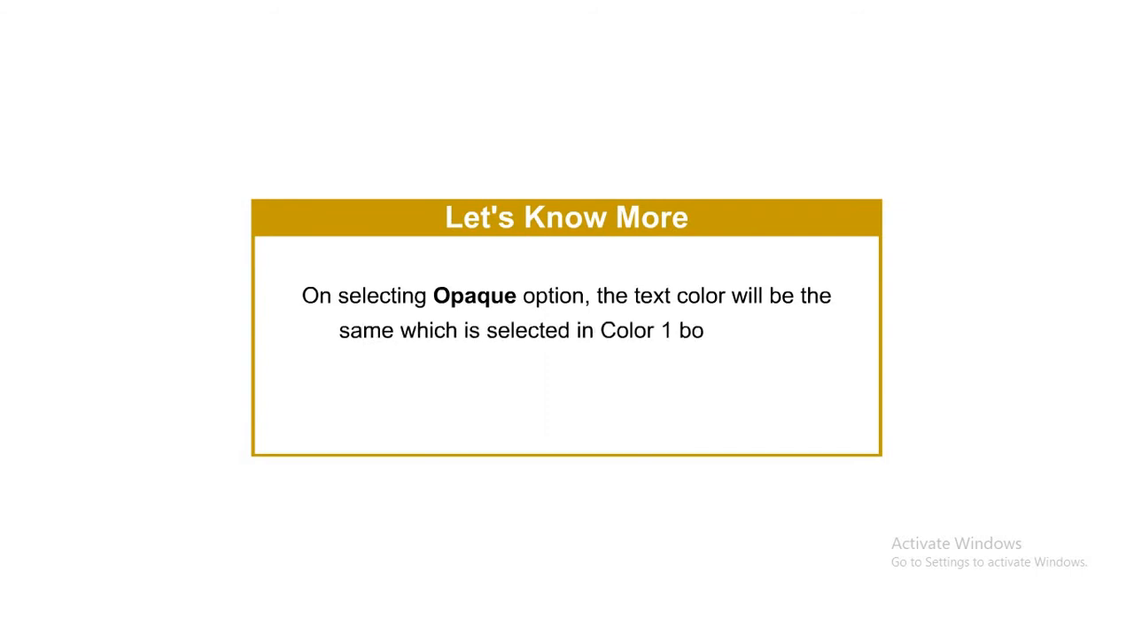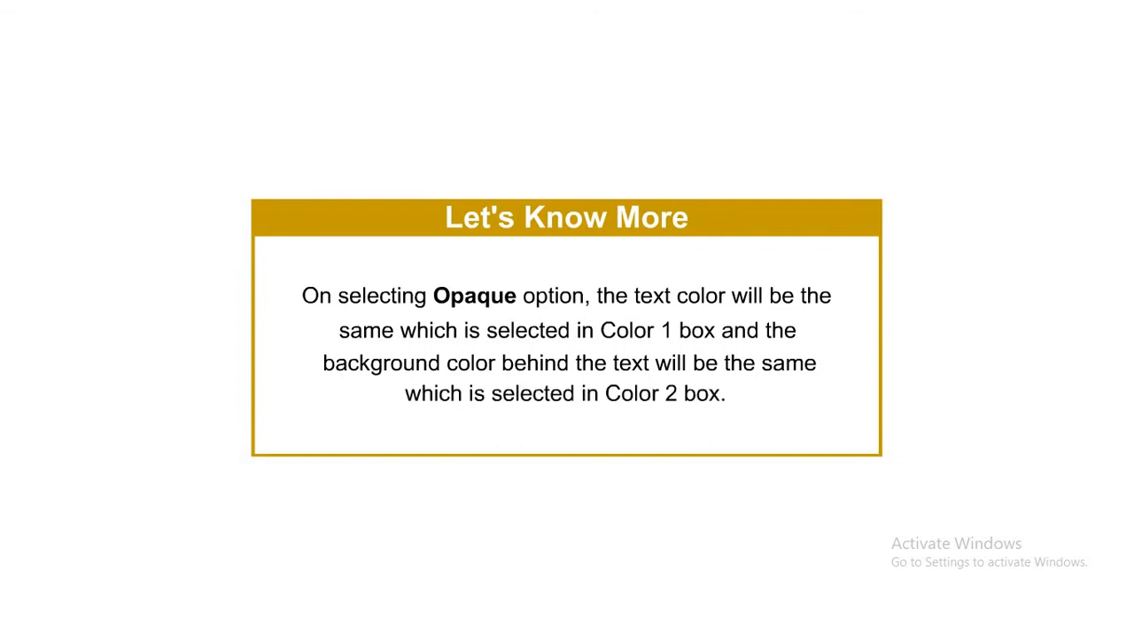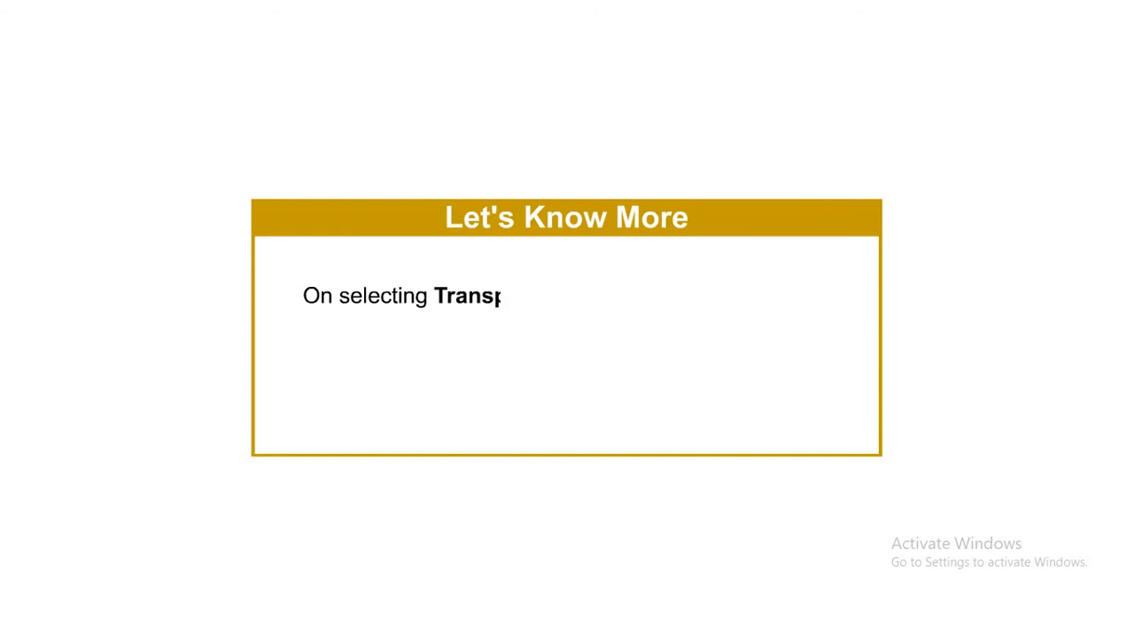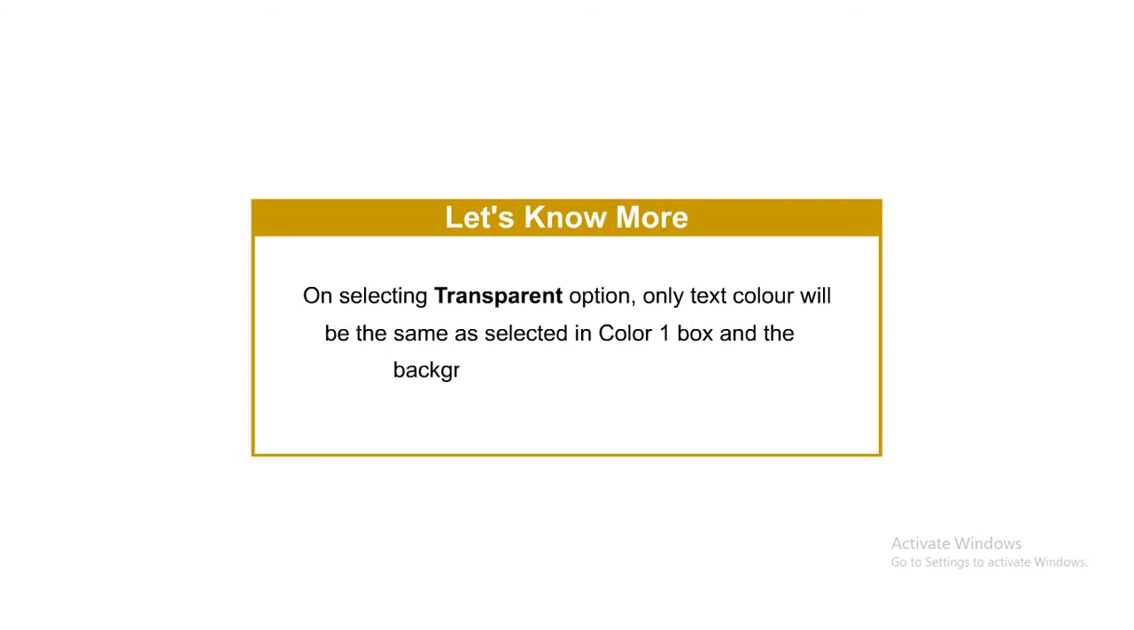Let me tell you something more. On selecting Opaque option, the text color will be the same which is selected in Color 1 box, and the background color behind the text will be the same which is selected in Color 2 box. On selecting Transparent option, only text color will be the same as selected in Color 1 box, and the background will be transparent.